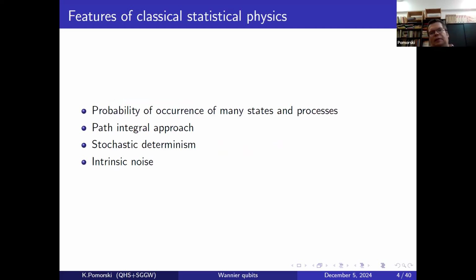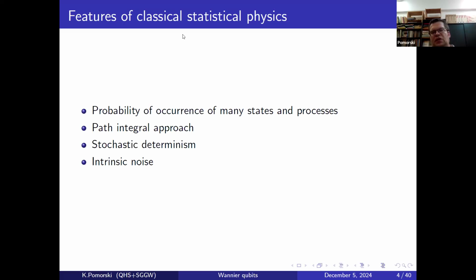So basically, in statistical physics, we have the probability of occurrence of many states and processes. And it's less known, but in classical statistical physics, when you have a boat on the sea, this boat can move between points A and B on various paths. This is not always a fully predictable process because you have various currents, and various random factors can participate. So such a process in classical statistical physics is also described by the path integral approach in a way.